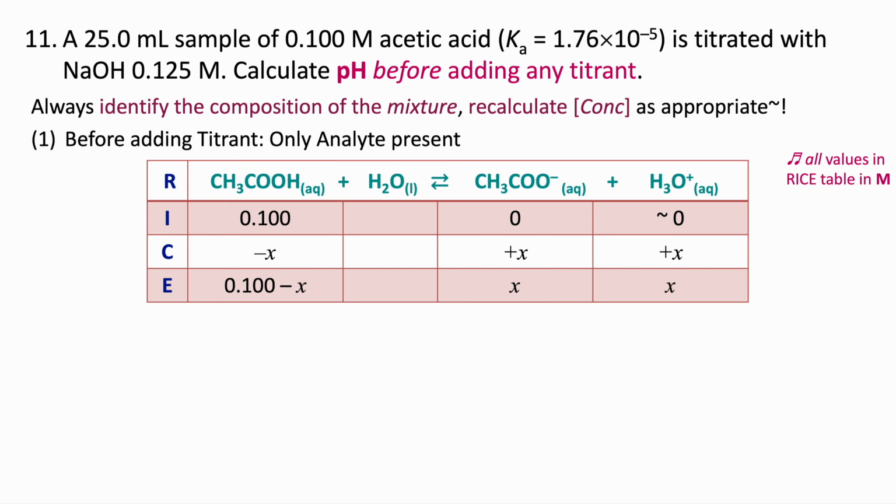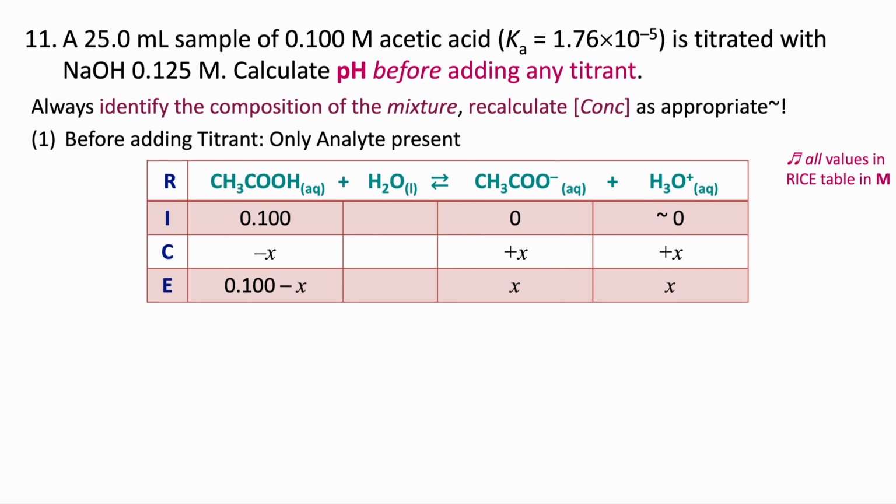For this, we can use a regular RICE table. Now remember that this table is all in molar concentration. The initial is given in the problem, 0 and 0 for the products. The change is minus X for the reactant, plus X for each of the products. At equilibrium, initial concentration minus X for my reactant, and X for each one of those products.